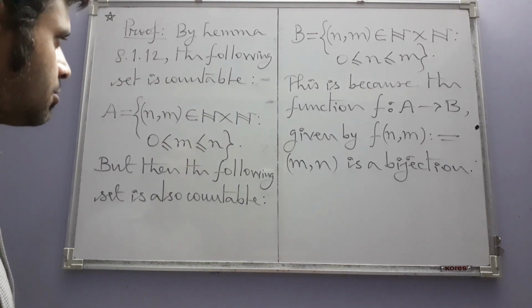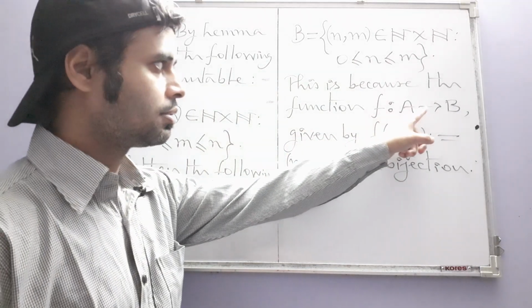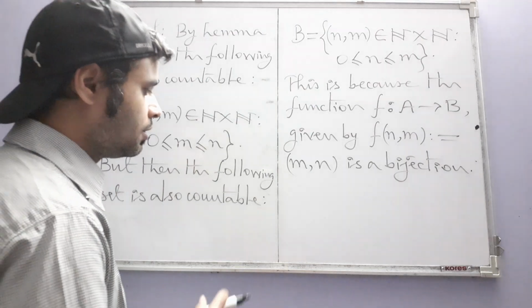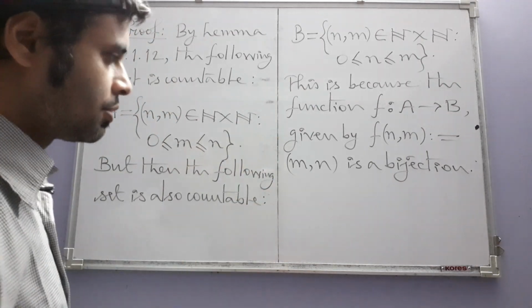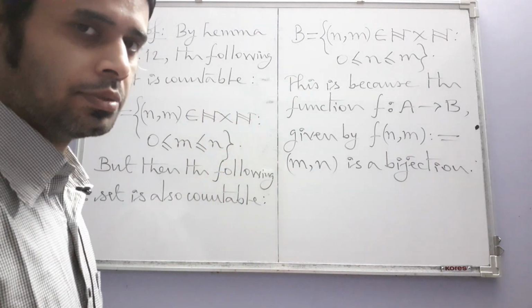Okay, fine. So we already know that A is countable, and because there is a bijection between A and B, B is also countable. But what do these two sets have to do with N Cartesian product N? That's because this Cartesian product is the union of A and B.